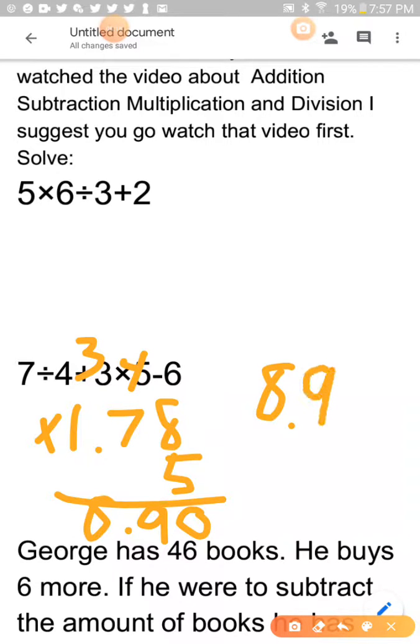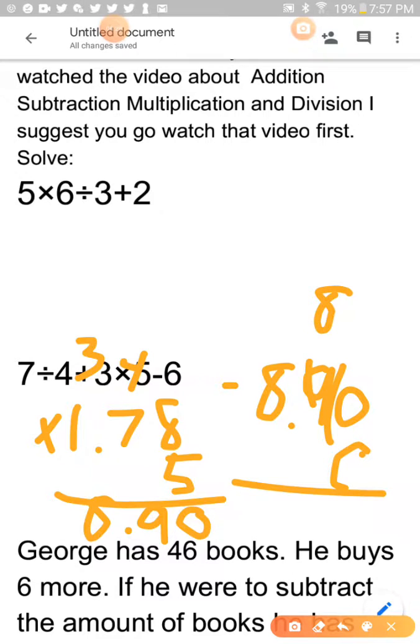8.90 minus 6. Again, like in the subtraction video, we can't do this, so we'll have to borrow from 9, change the 9 into an 8, the 0 becomes a 10, we get 4, 8, 8. So the answer is 0.84. I mean, 8.84. So that's our answer.